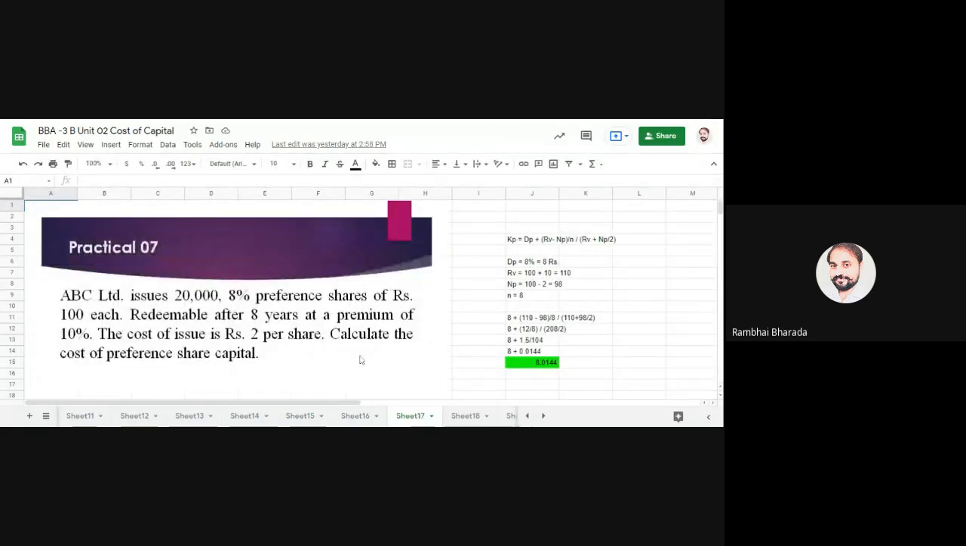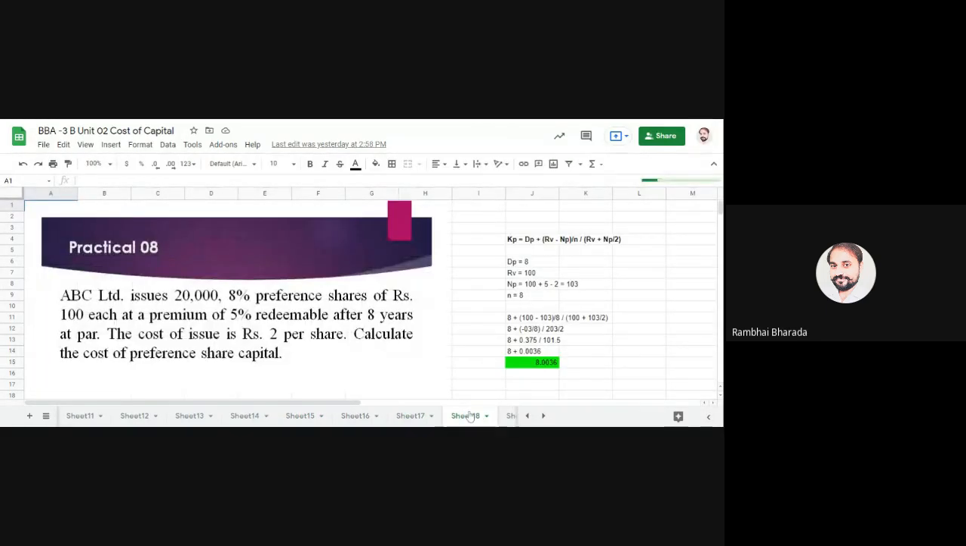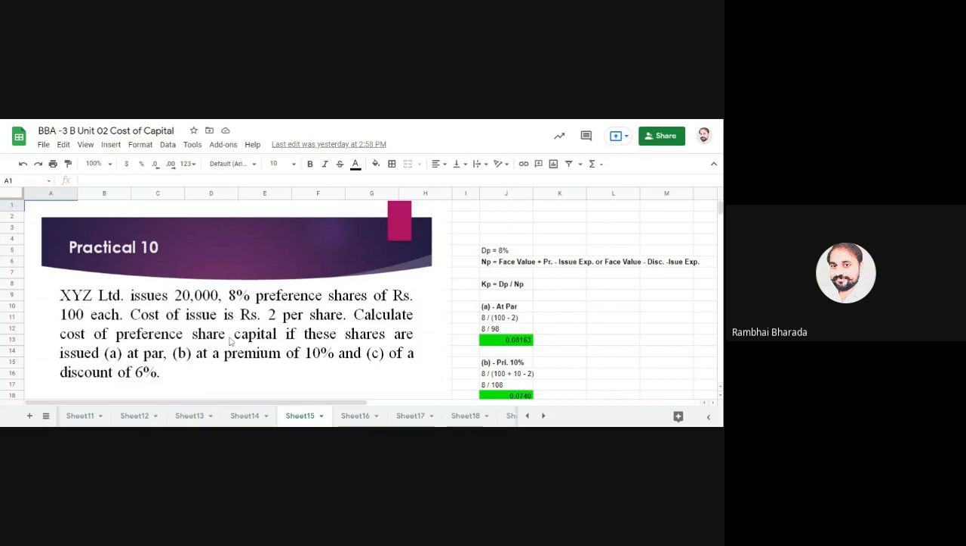In case of redeemable preferences, you will find that it is redeemable after 8 years. If you look at the previous question, I think on slide number 14 or 15, see here, in question number 10, is there any information about the redemption of shares? Are we clear how to identify? If the preference shares are there and no information about redeemable, then it is considered irredeemable and you have to apply this formula: KP is equal to DP divided by NP.